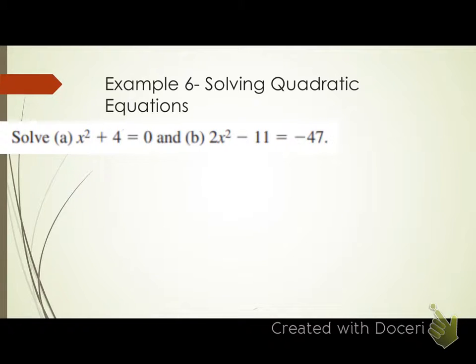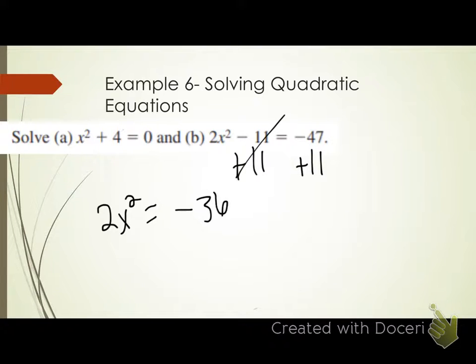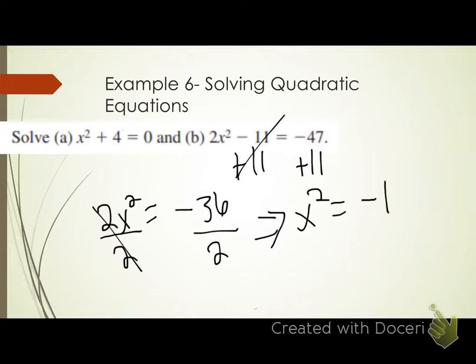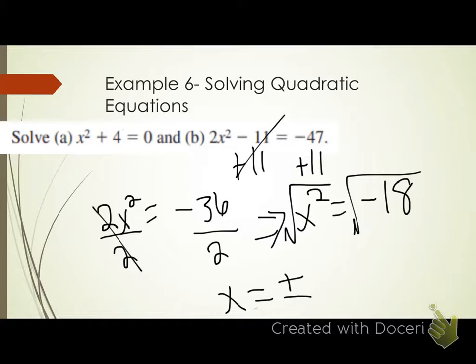Letter B. Solving for x once again. Trying to get x by itself. Add 11 to both sides. 2x squared equals negative 47 plus 11 gives me negative 36. Dividing both sides by 2, I get x squared equals negative 18. Once again, take the square root of both sides. So x equals plus or minus.